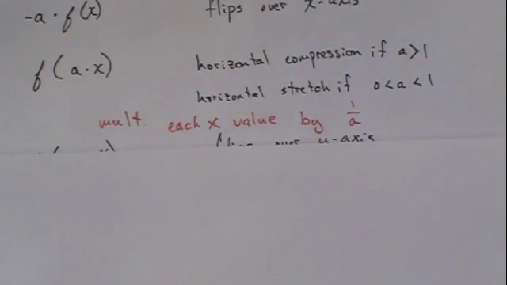It gets a little bit confusing here as we do it, but the way that it reacts to the graph, we're going to multiply each x value by that reciprocal of the a. And if that a value is negative, now it's going to flip that over the y-axis. Let's do a couple of examples.